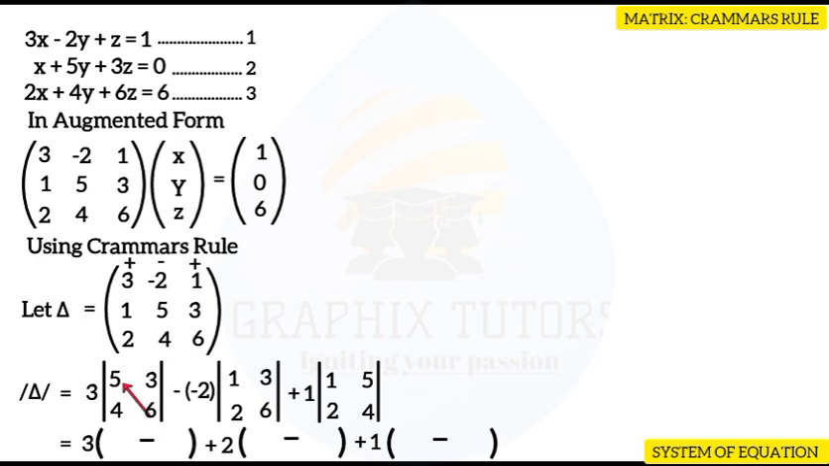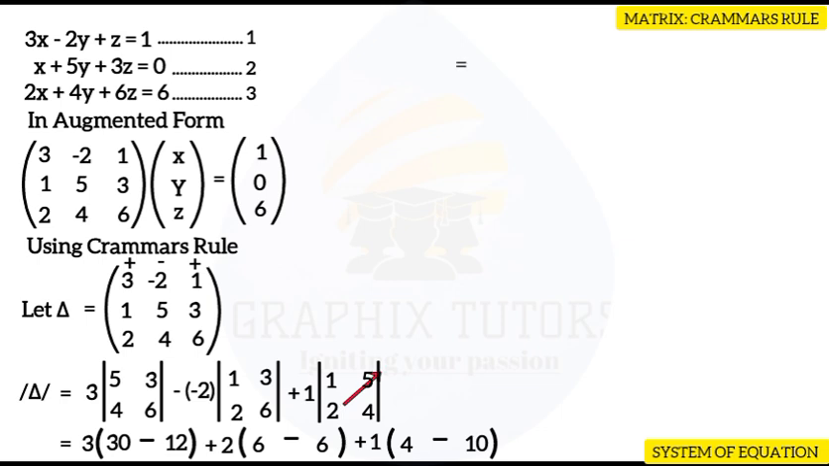6 times 5, that'll give us 30. I'll write it here. 4 times 3, that'll give us 12. I'll write it here. Can you see that? The one down is going up. Then the next one here, 6 times 1, I will have 6. Then 2 times 3, I will have 6. Done with that. To the next one, 4 times 1, I have 4. 2 times 5, I have 10. I write it down here.